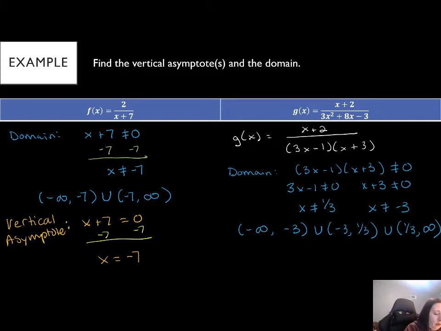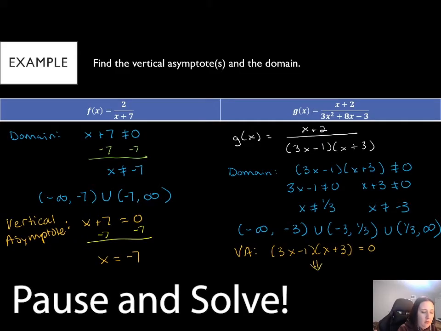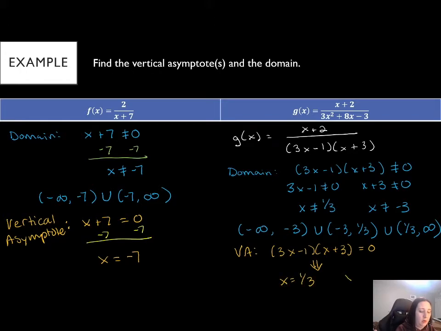Now the vertical asymptote is found after you simplify, so after you try to cancel things out. We don't have anything we can cancel out on the top or the bottom, because x plus 2 doesn't have anything in common with the denominator. So your vertical asymptote, which I always abbreviate VA, is where your denominator is equal to 0. You solve it the same way, and you're going to get two vertical asymptotes, one at 1/3 and one at -3.